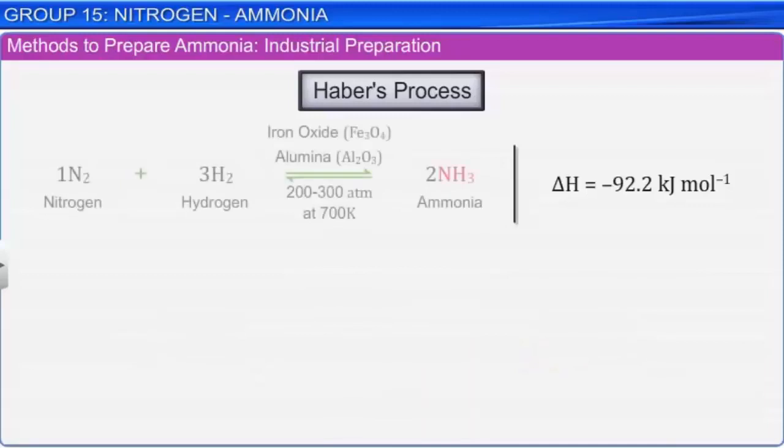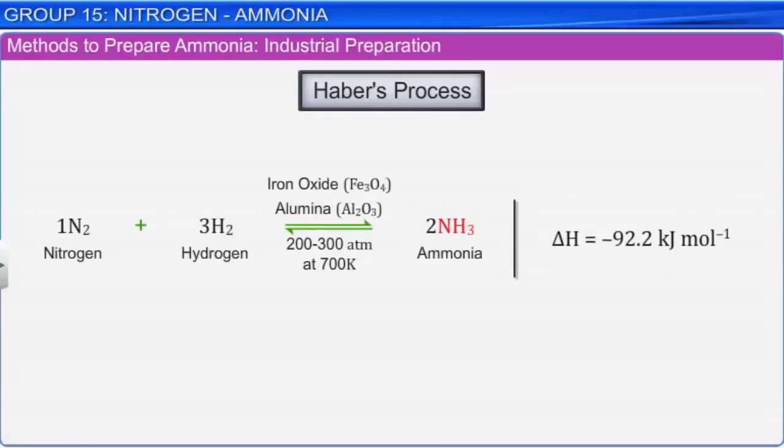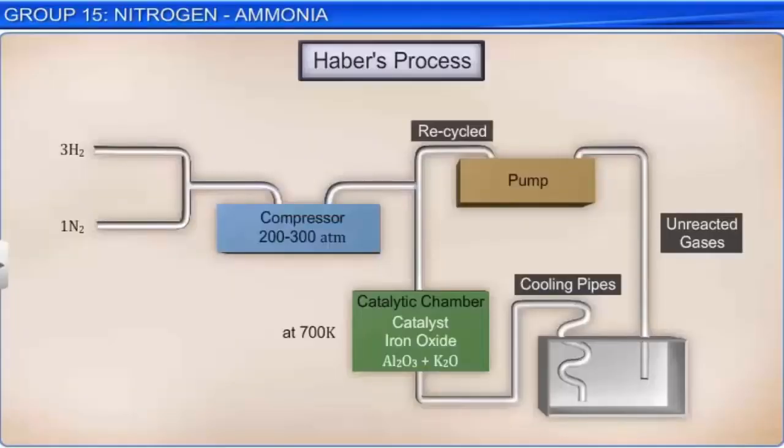Thus, a high pressure of 200 to 300 atmospheres, an optimum temperature of about 700 Kelvin, and the catalyst iron oxide along with the promoter alumina are used to obtain better yields of ammonia. The flowchart of the manufacture of ammonia is given here. Let us describe in short the process of manufacture of ammonia from the flow chart.